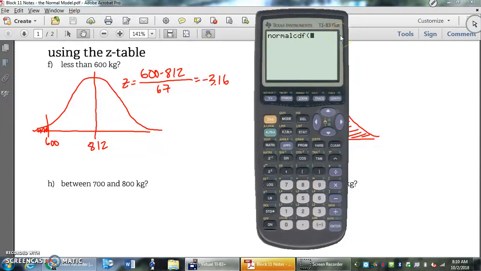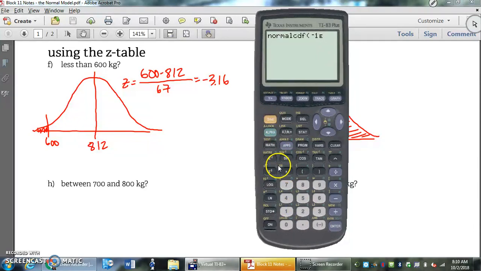And then inside the parentheses, we're going to put two numbers. We're going to give it a lower bound and an upper bound. On this problem, I don't really have a lower bound because I want to know what's less than 600. So it's like I'm going from negative infinity to 600. But I have to put something as my lower bound. So in this case, if I want a less than, I'm going to make my lower bound -1, and then we'll do second comma.